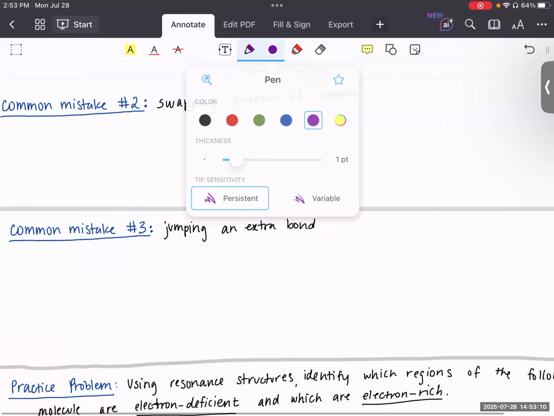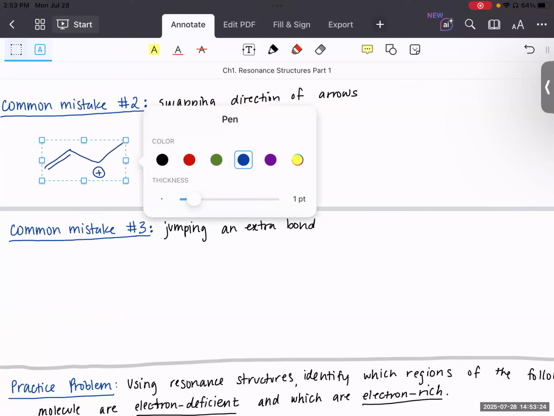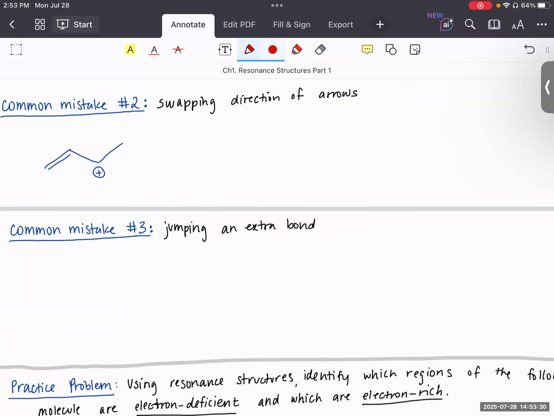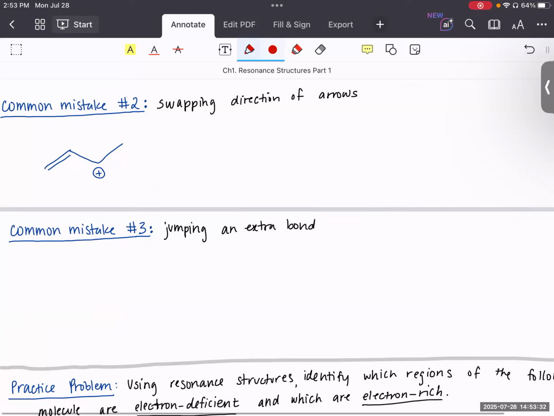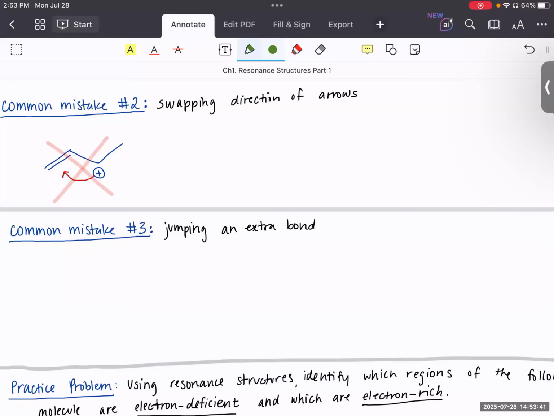The next common mistake, and this also goes for any sort of reaction mechanisms in which you're using arrow pushing, is accidentally swapping the direction of arrows. That could look something like this, where let's say you're starting off with this structure here, and you want to illustrate the resonance structure where that double bond shifts over. A common mistake that I see is people accidentally starting with this carbocation and going towards the electron pair. And so we always have to make sure our arrows start at the electron pair, not where they end up. So never, ever, ever start an arrow from a positive charge.